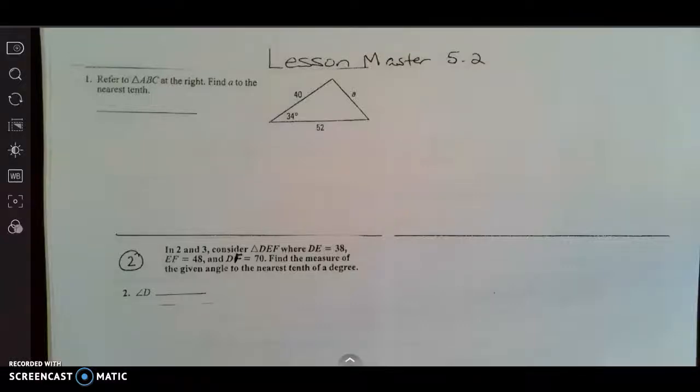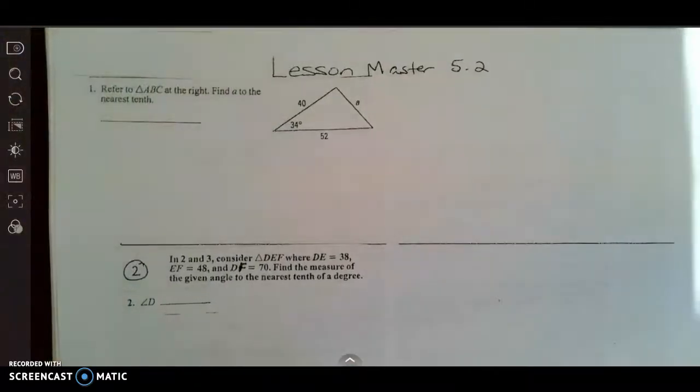This is lesson master 5.2, some more practice with that law of sines and cosines. Just want to emphasize again that we only use law of sines and cosines when it's not a right triangle. If it's a right triangle, then just do your right triangle trig, sine, cosine, and tangent like you normally would. But as you can see in number 1, we do not have a right triangle.